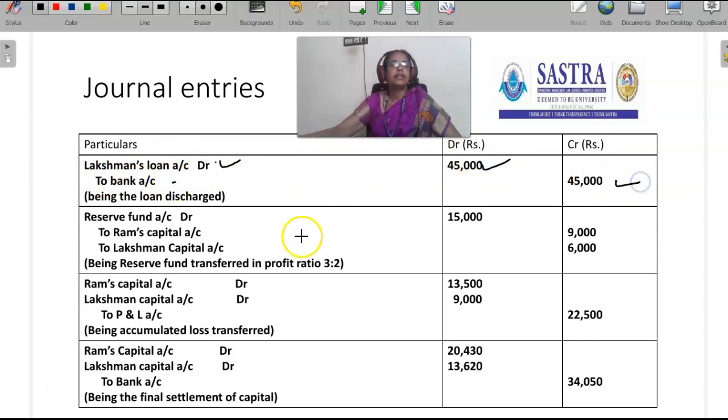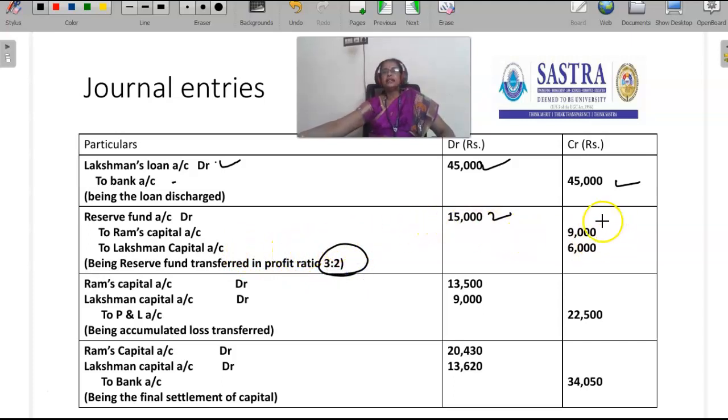Then the reserve fund in the balance sheet. The reserve fund is 15,000, and that has to be distributed between Ram and Lakshman in the ratio of 3:2, which is the profit sharing ratio. 15,000 divided by 5 into 3 is 9,000. 15,000 divided by 5 into 2 is 6,000.